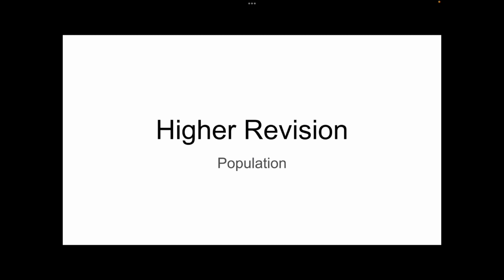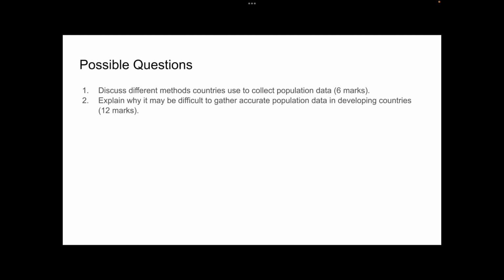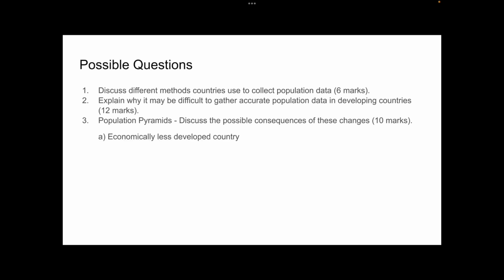Hi, folks. This section is some revision on population. So, firstly, the possible questions that can come up for our population topics. Firstly is discuss the different methods countries use to collect population data. Secondly, explain why it may be difficult to gather accurate population data in developing countries. 3 is your population pyramid, so discuss the possible consequences of these, and there are 2 different styles that can come up, so we'll go through both. And that's your economically less developed and economically more developed country.